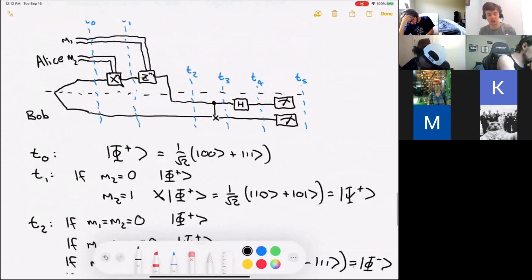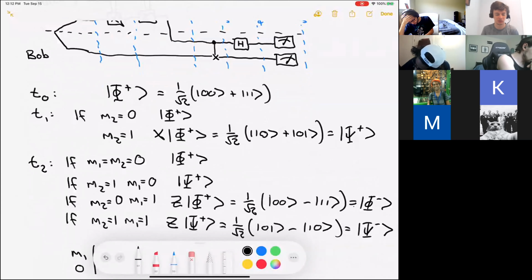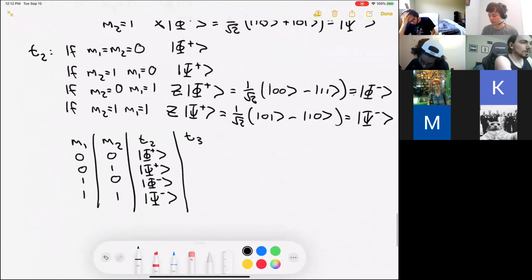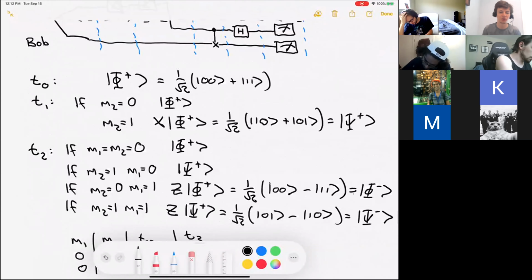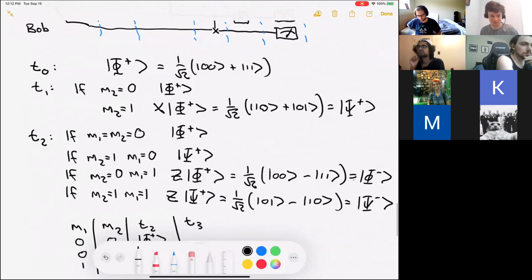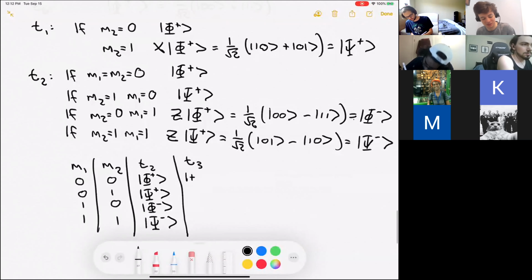Okay, so if we're going from T2 to T3, we apply a controlled-NOT, where the control qubit is the first qubit. So what is that going to do to phi plus, to 00 plus 11? We apply a controlled-NOT. 00 goes to 00. 11 goes to 10, it gets flipped, okay? So what is 1 over square root 2, 00 plus 10? It's just plus tensored with 0. Okay.